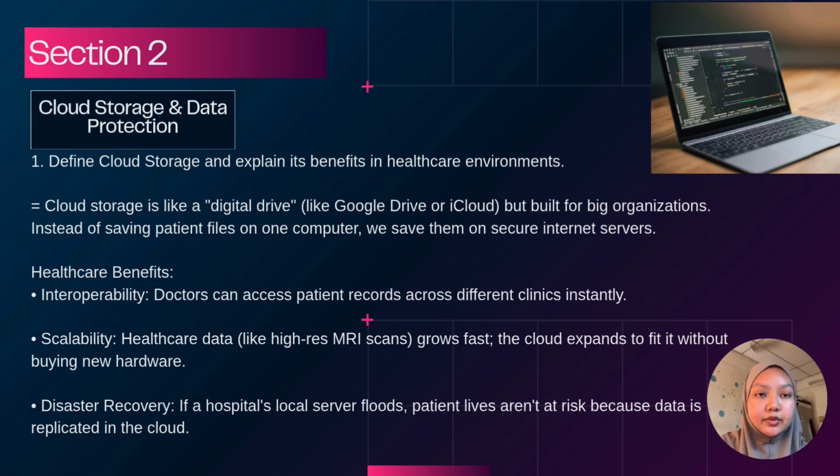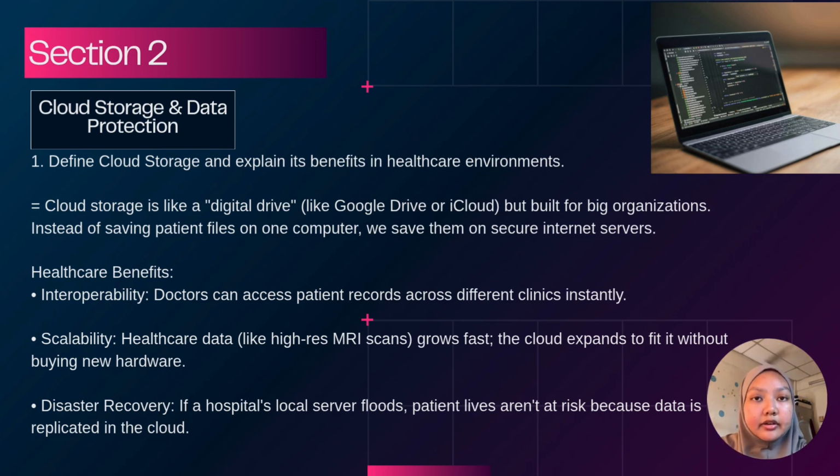Section 2 is cloud storage and data protection. The first question is to define cloud storage and explain the benefits in healthcare environment. Cloud storage is a digital drive like Google Drive or iCloud, but built for organizations instead of saving a patient's files on one computer. We save them on a secure internet server.